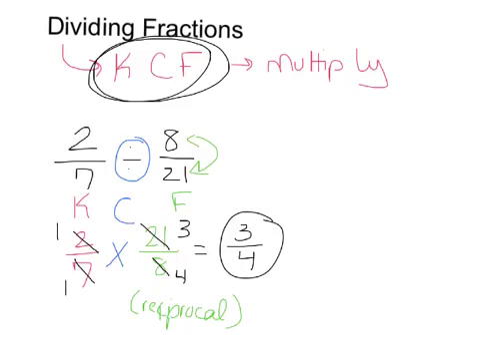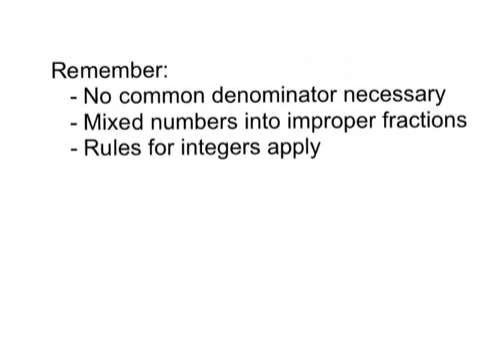Okay, so basically, remember, you do not need to worry about getting a common denominator. Mixed numbers have to go into improper fractions. This is for multiplication and division. Okay. The rules for integers apply. So basically, if I have a positive number times a positive number or divided by, it doesn't matter, I'm going to end up with a positive.